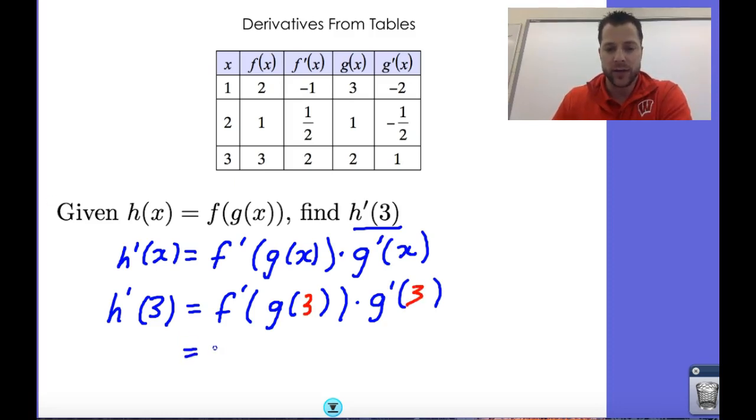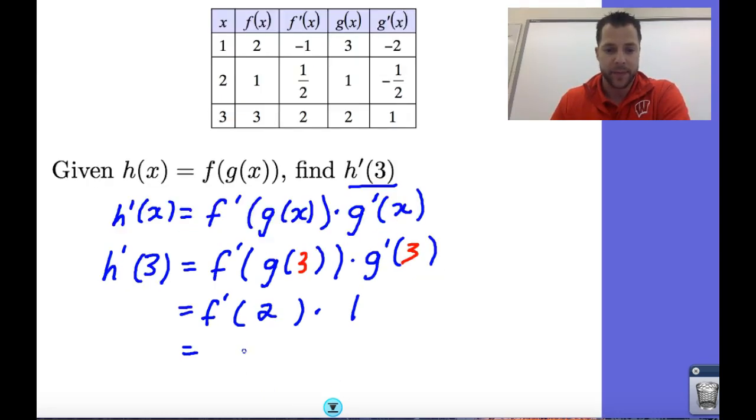And here we go. So we have f prime of, well, we got to find g of 3. g of 3 is right here, which is 2, times g prime of 3. g prime of 3 is 1. Okay, and now we look at f prime of 2. f prime of 2 is 1/2. So we have 1/2 times 1, which is 1/2.